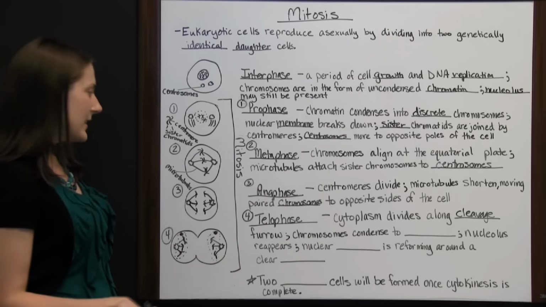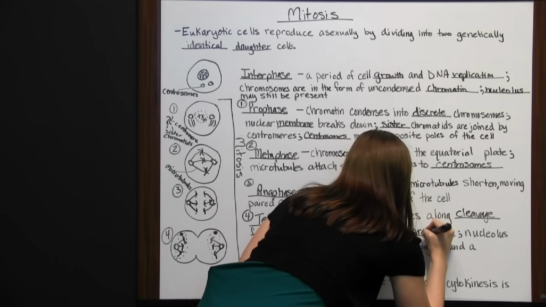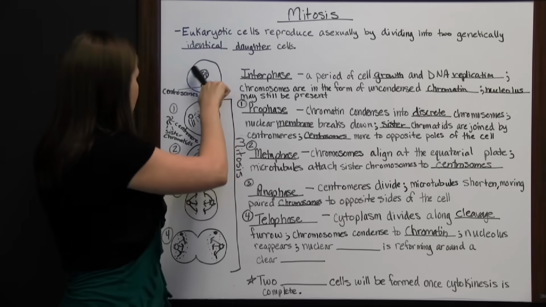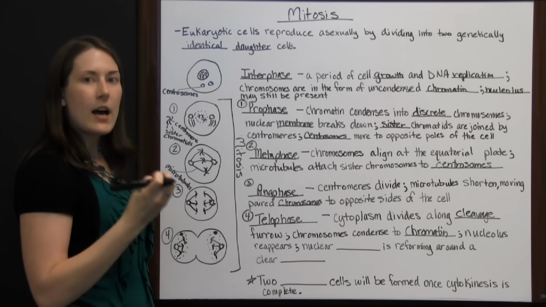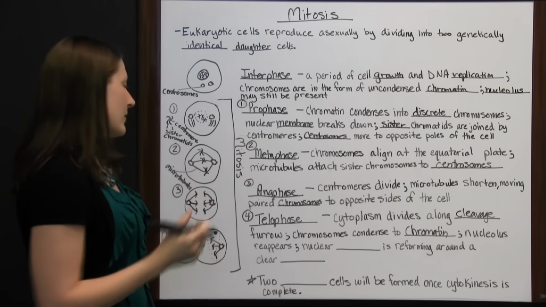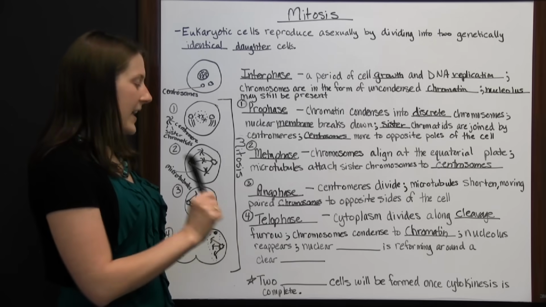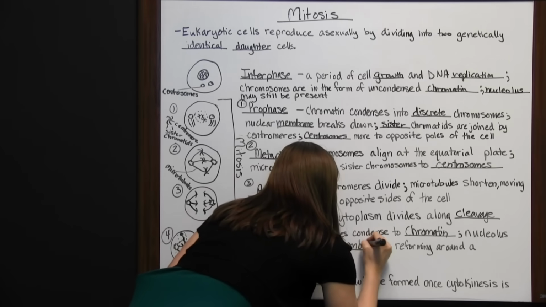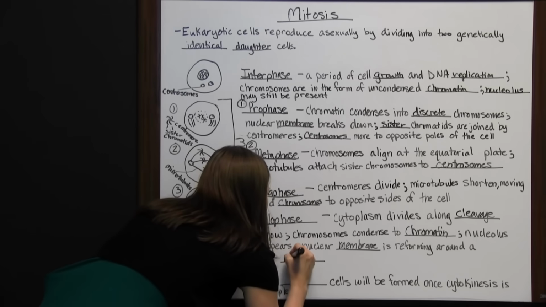The chromosomes condense to chromatin. Remember, that's what we had up here. We had all the squigglies. They're going to just start condensing to chromatin, not a discrete chromosome anymore. And the nucleolus reappears, and the nuclear membrane is going to be reforming around a clear nucleus.